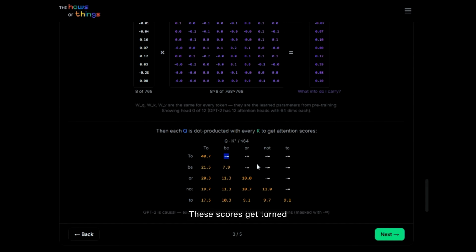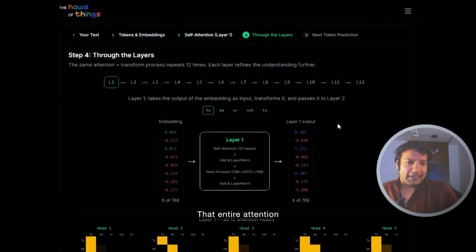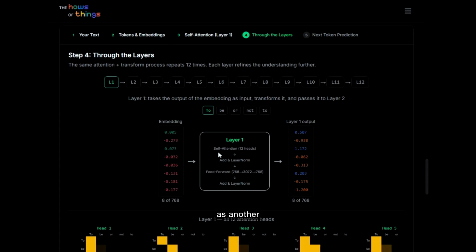These scores get turned into percentages through softmax, and those percentages decide how much of each token's value gets mixed into the result. That entire attention process, query, key, value, scores, mixing, happens not once, but 12 times. Each cycle of those 12 times is a layer. Think of each layer as another pass of understanding. Each one refines what the previous one produced.